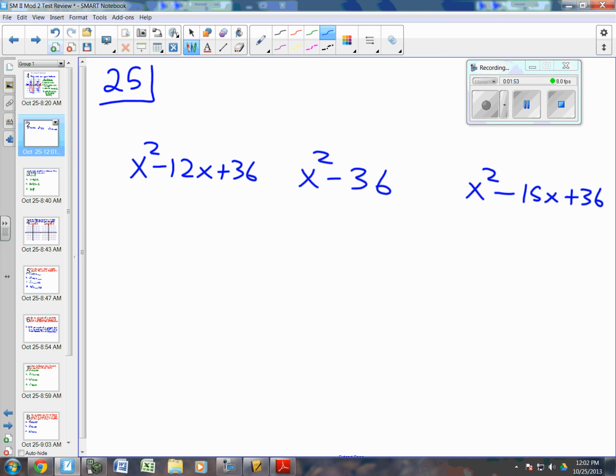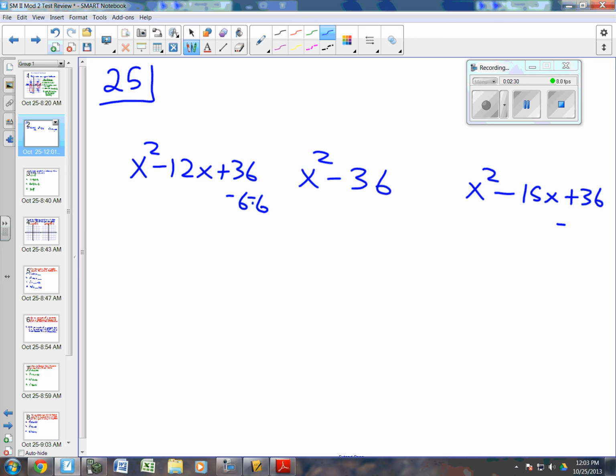Yeah. For instance, right here, the factors of 36 that multiply together to get 36, but add together to get negative 12, which is the middle term, are negative 6 and negative 6. Whereas if you look at the end one over here, you also have a positive 36 for the end, right? But two numbers you can multiply together that have to add up to negative 15. Well, negative 6 and negative 6 don't work, right? Because they add up to negative 12.